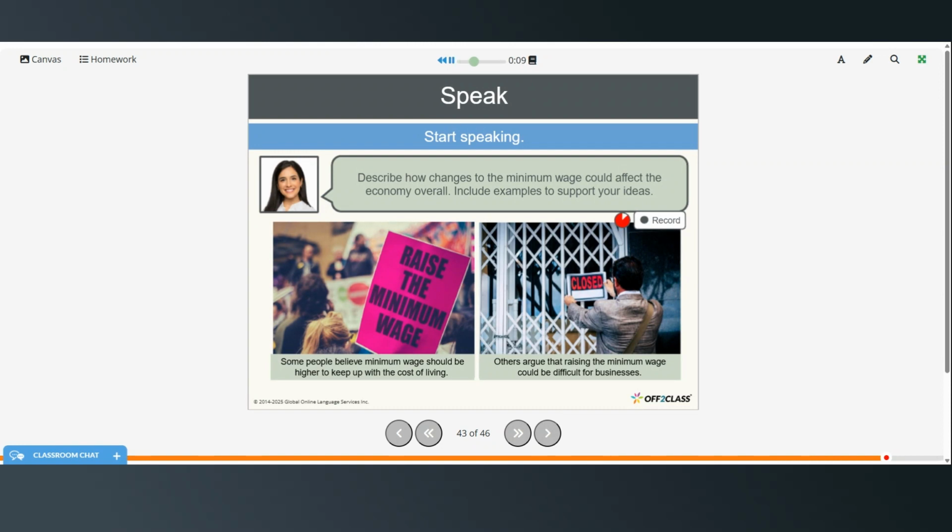Now it is your turn. Describe how changes to the minimum wage could affect the economy overall. Include examples to support your ideas. So again, you can pause the video, think about it, speak your answer aloud, and then restart when you're ready to continue.